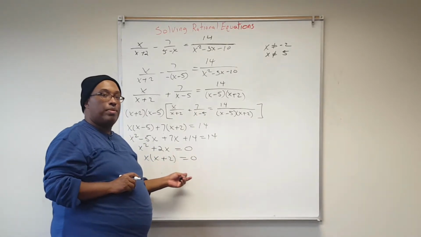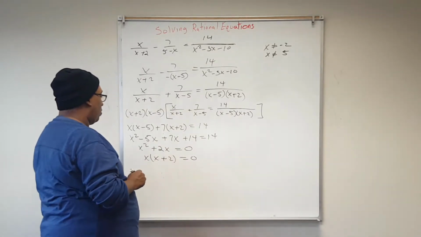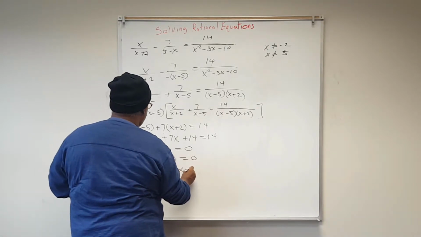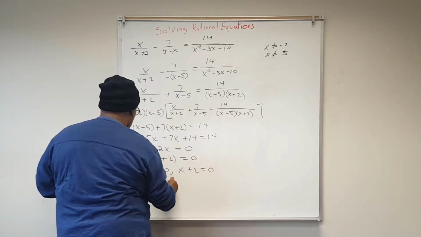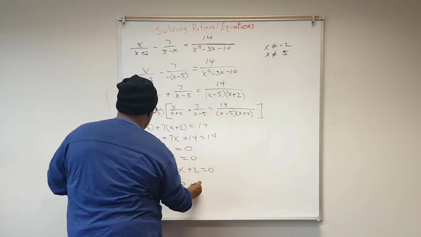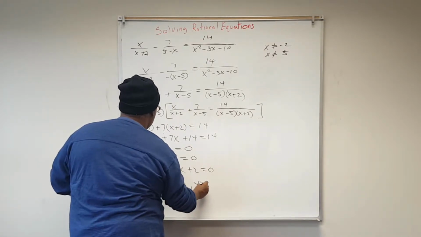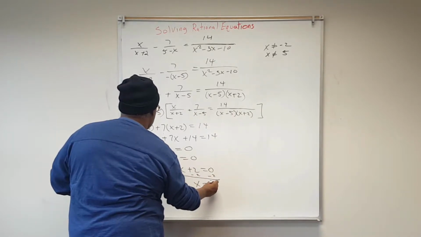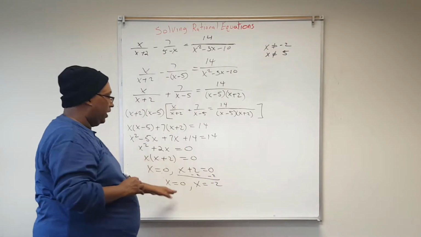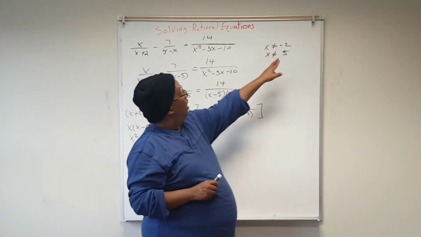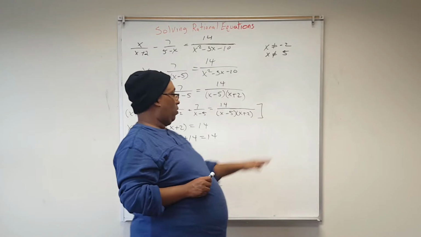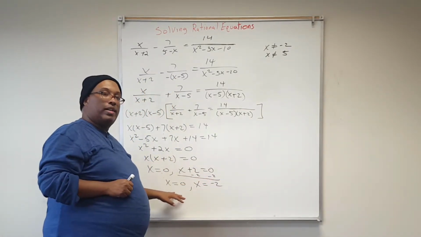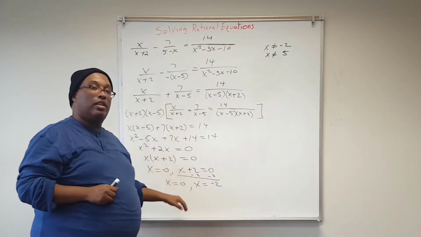Using the zero property in algebra, we can make two equations, x equals 0 or x plus 2 equals 0, x equals 0 or x equals negative 2. Now, these are two answers, but we have a restricted value, so we have to reject this answer. It's no good. Then we have to verify that this is a solution by plugging it in and checking.